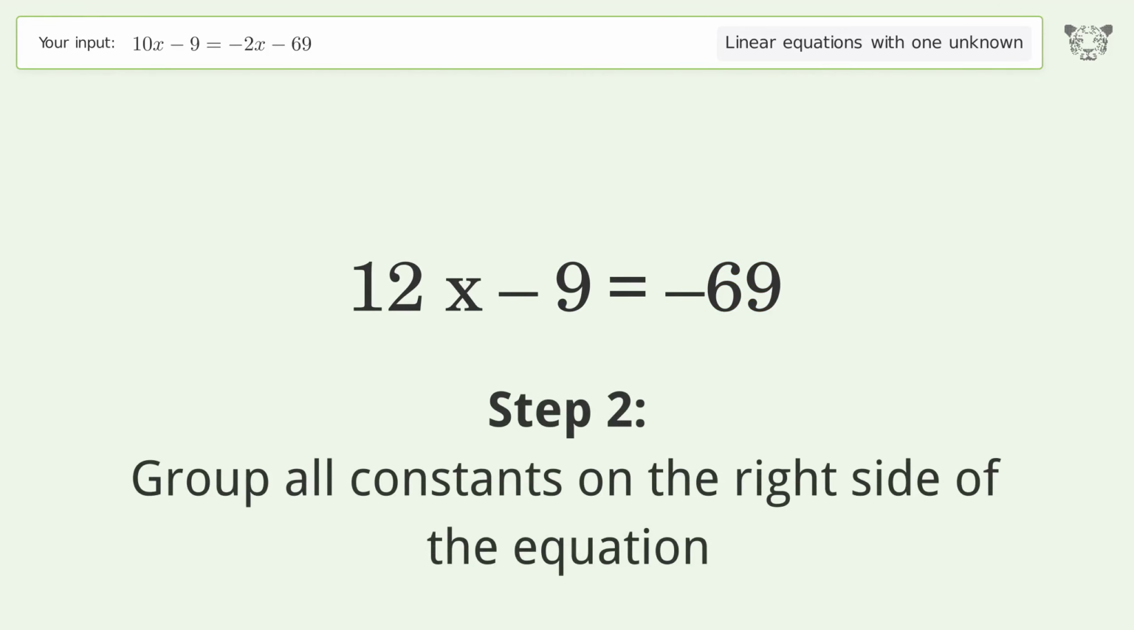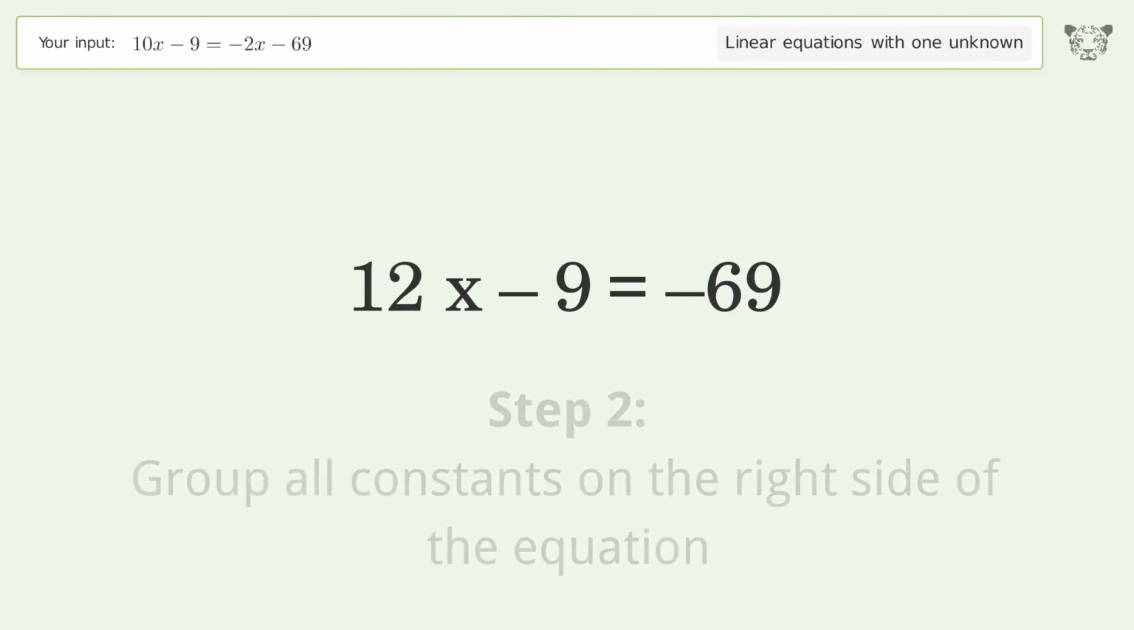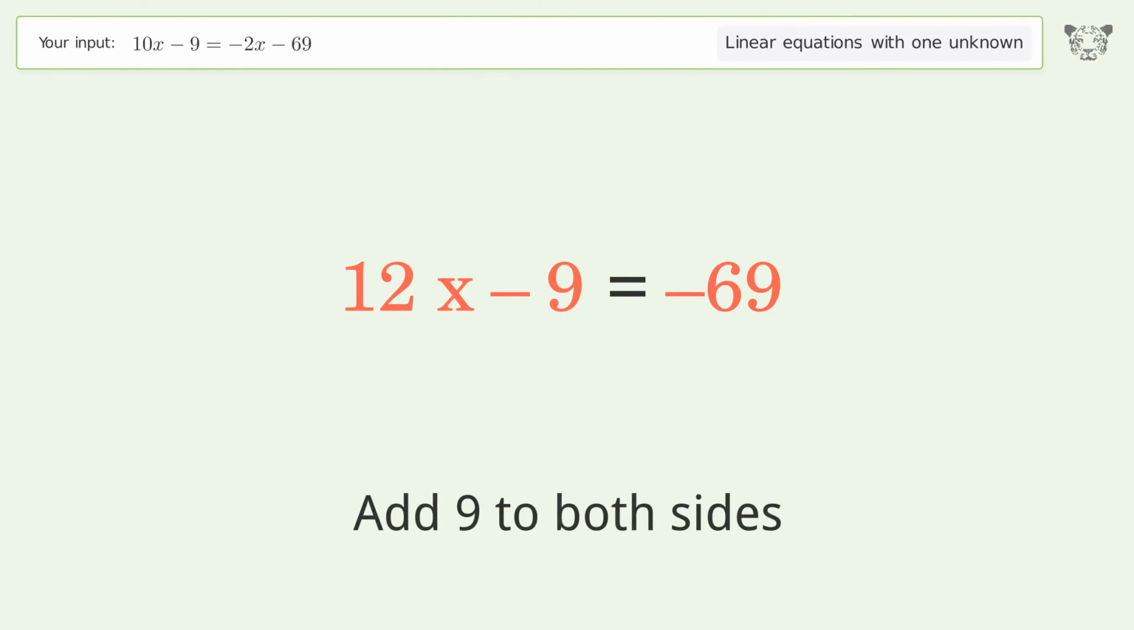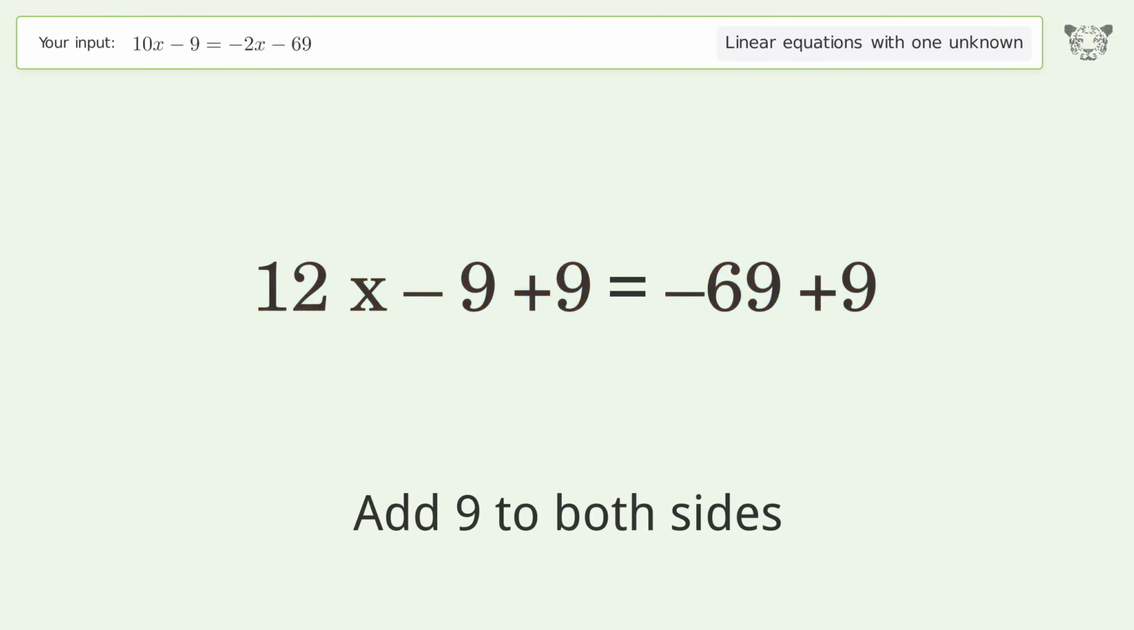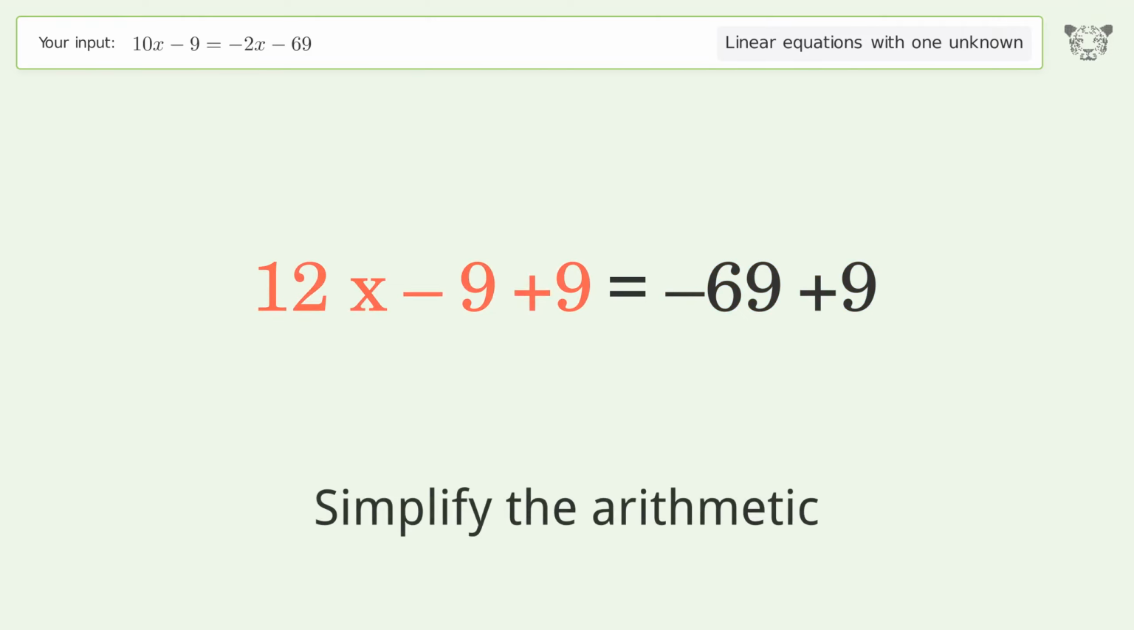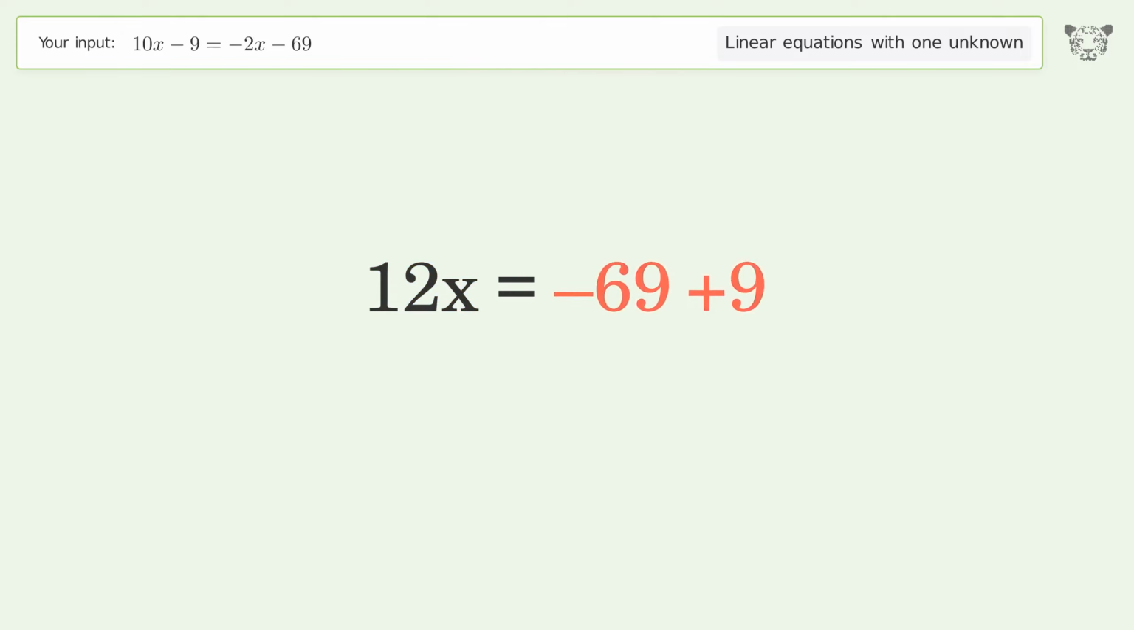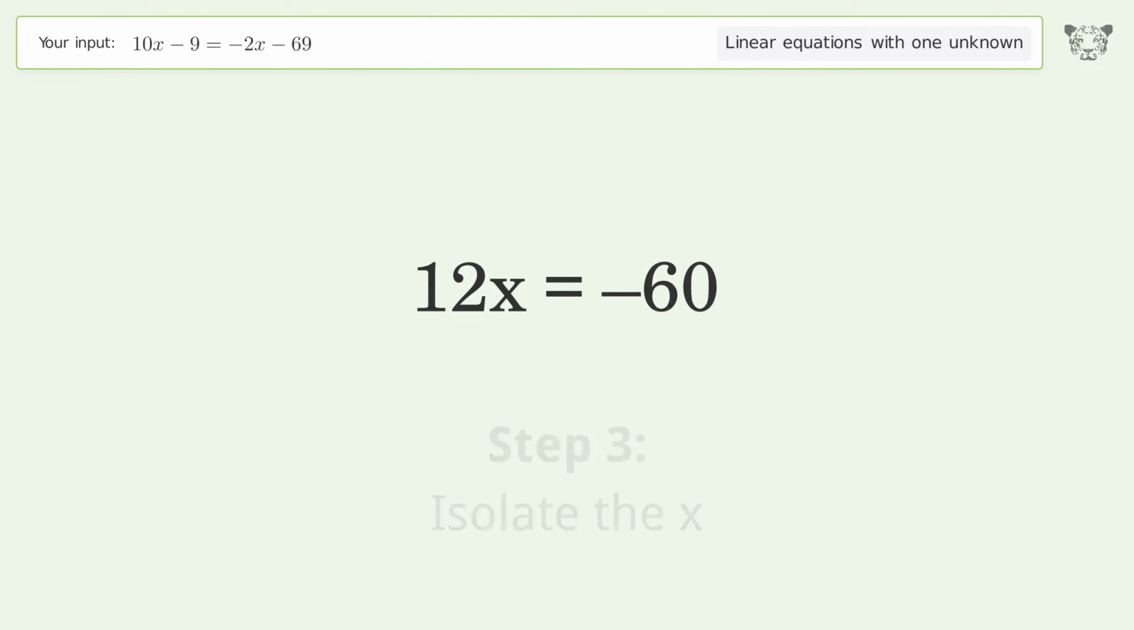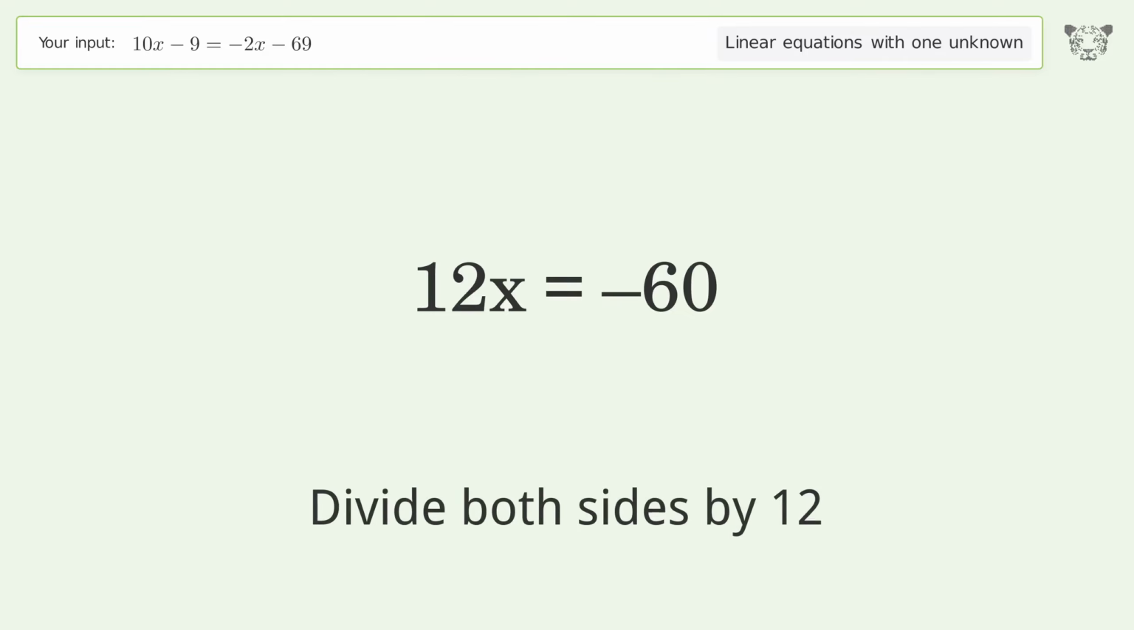Group all constants on the right side of the equation. Add 9 to both sides. Simplify the arithmetic. Isolate the x. Divide both sides by 12.